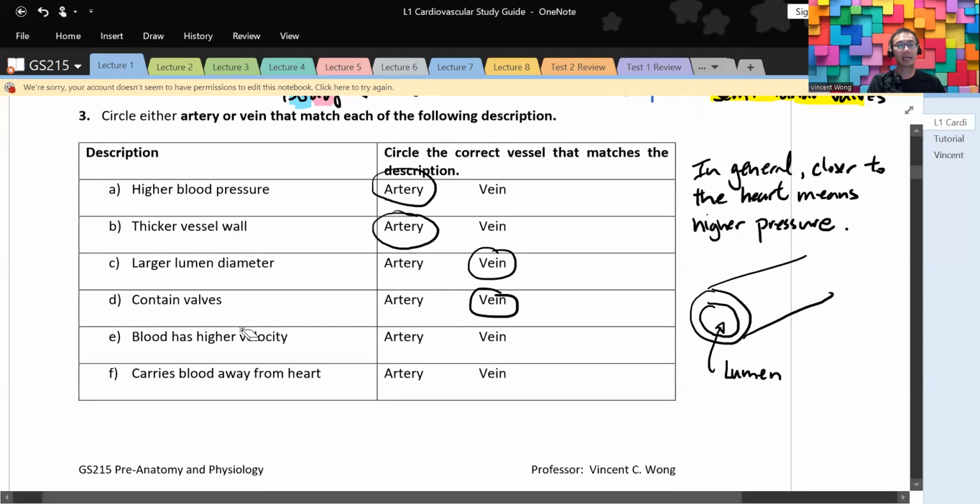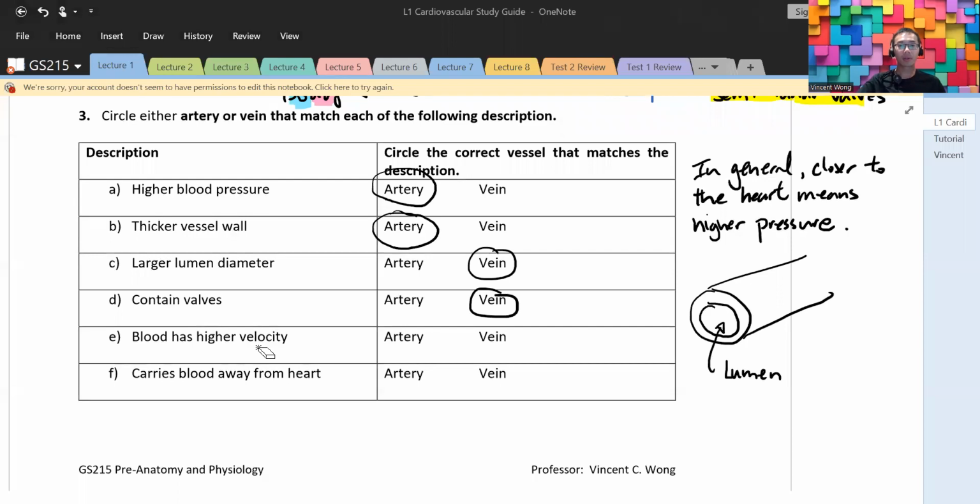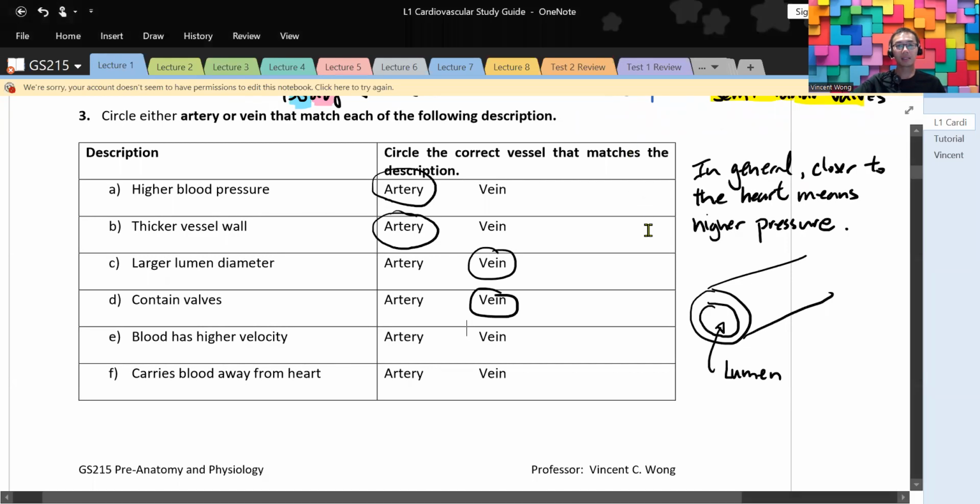Okay. Higher velocity. Hold on. Oh, sorry, I forgot to turn on the live transcript. Give me a second. Is it on now? The person who just requested. I hope it's on now.